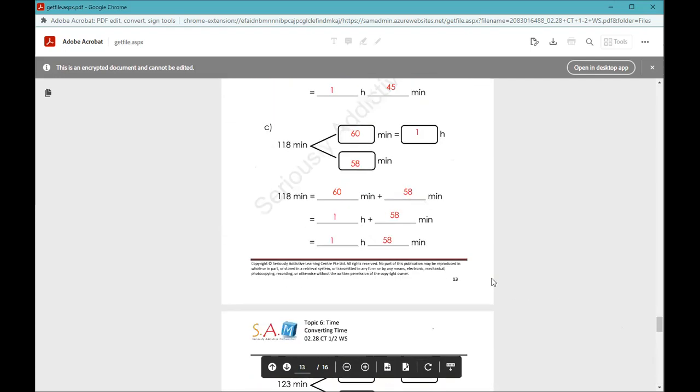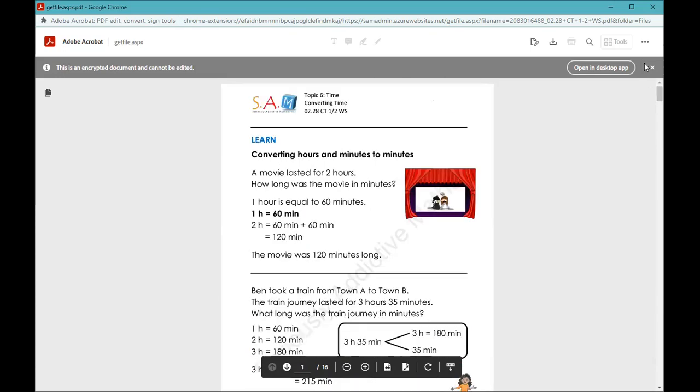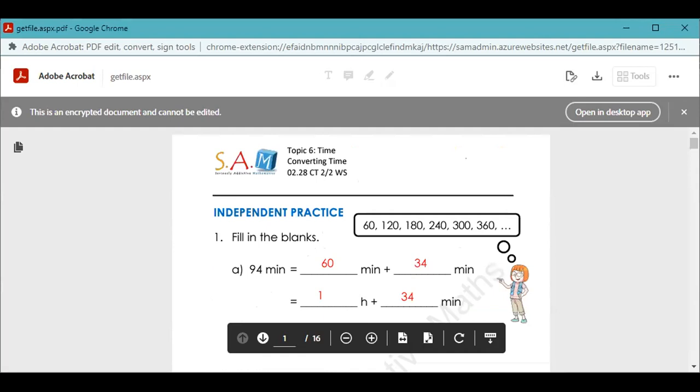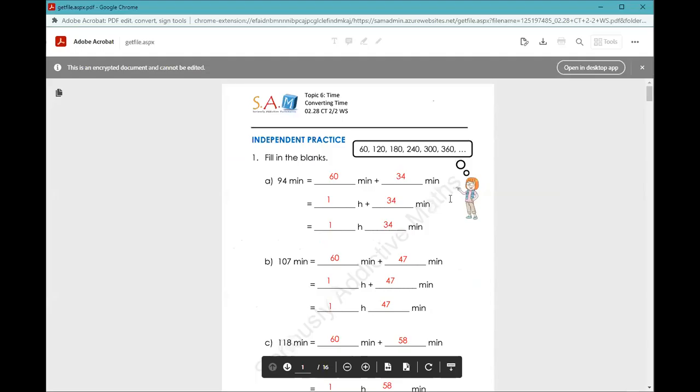This is for the second booklet. And then we move on to the third booklet. The third booklet has a lot of practice involved.